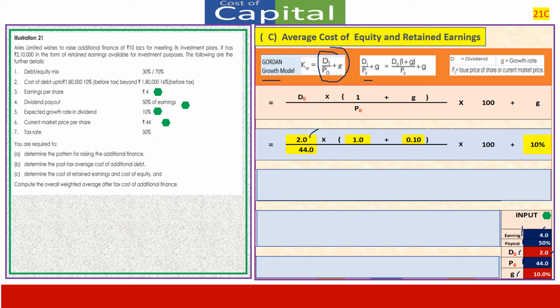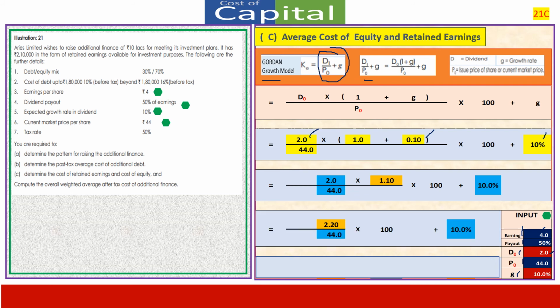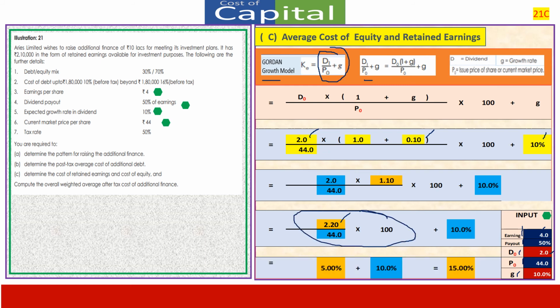Dividend is 2. Growth is 1 plus 0.10, plus G 10%. And the price is 44. 2 divided by 44 into 1.1 into 100 plus 10%. 2 into 1.1 is 2.2, divided by 44, which is nothing but 5%, plus 10%. 15% is the cost of equity and retained earnings both. As simple as that.